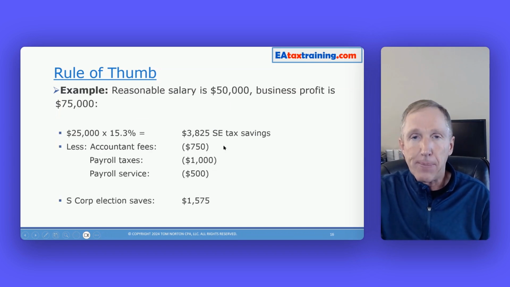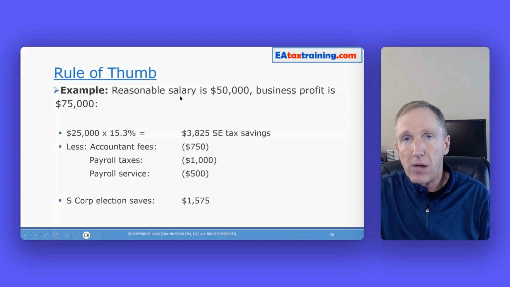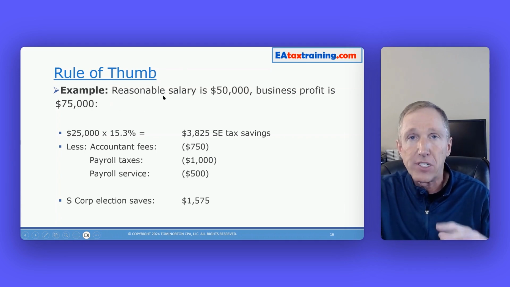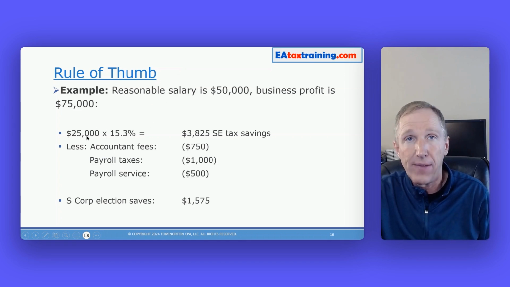So let's give you an example. Let's say that you have done your research and you've determined that a reasonable salary for what you do is $50,000 per year, and that your business profit coming up is likely to be $75,000 for the year. So the dividend portion, the difference between those, is $25,000. So that's the tax that you're going to save is on $25,000. So you take that $25,000 times 15.3%, and you will save $3,825 of self-employment tax by making this S Corp election.